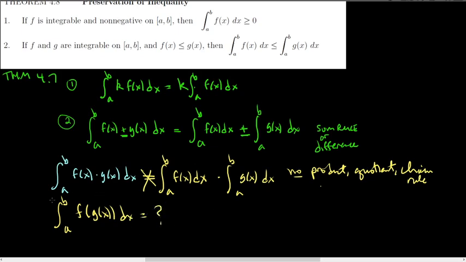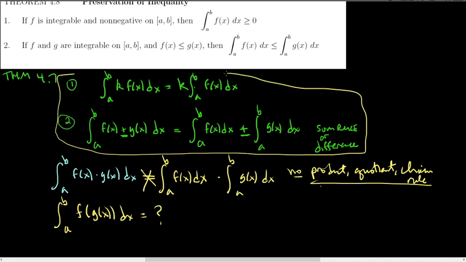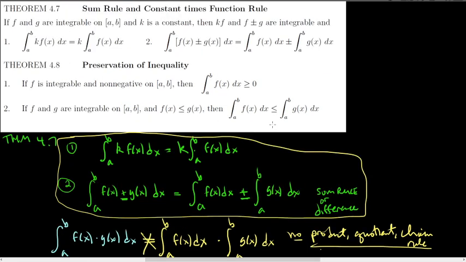We'll get to ways around this, maybe. There might be techniques, but there's no rule that says if I see this, I can do this. You can only do that for a constant times a function and a sum or difference, and that's it. Those are really the only rules we have for definite integrals and for indefinite integrals as well.